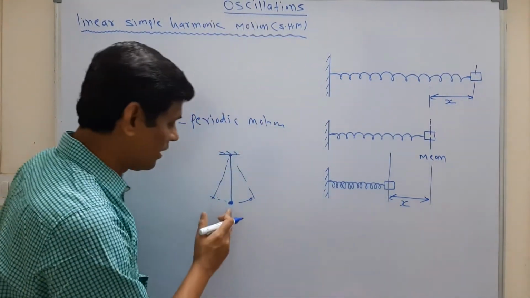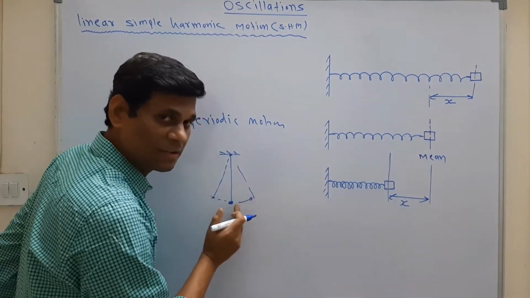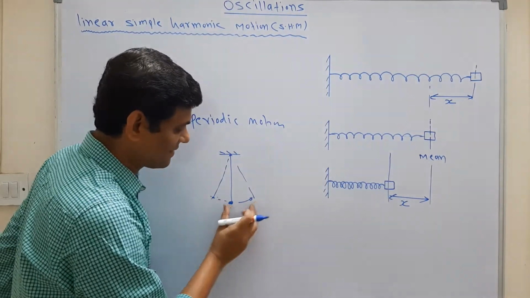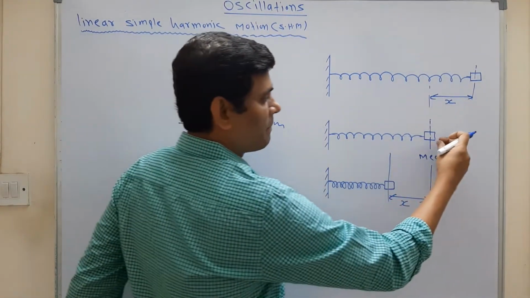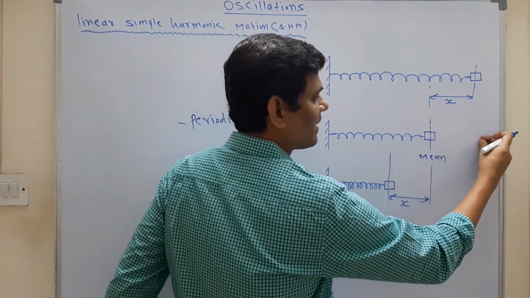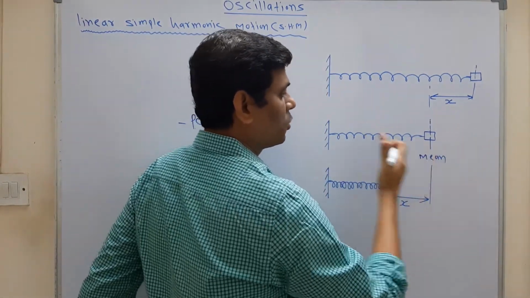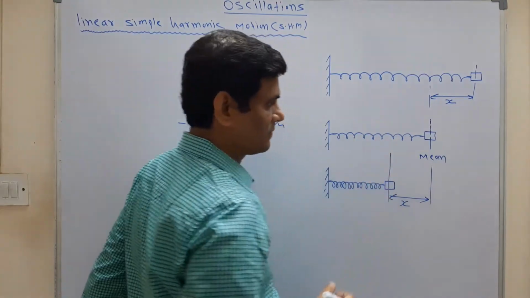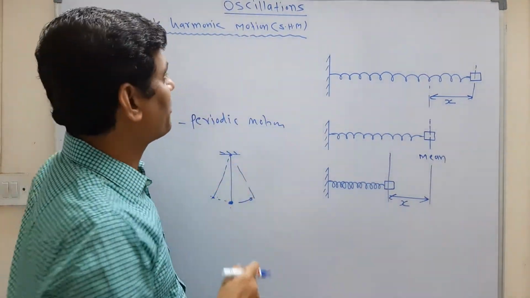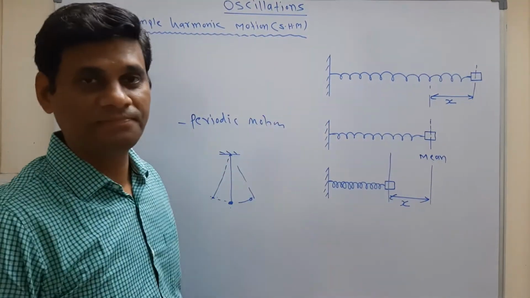Like on a swing, as far as it goes to the right, it comes the same distance to the left. So this side also x, this side also x. From the main position I am pulling towards the extreme right. If I release it, it will move to this side. This to and fro motion continues. Now we have to define S.H.M.